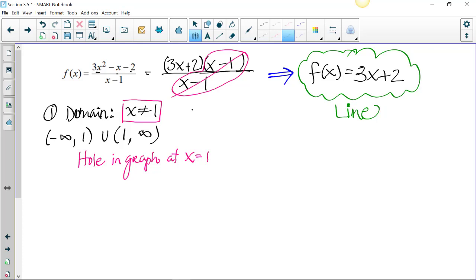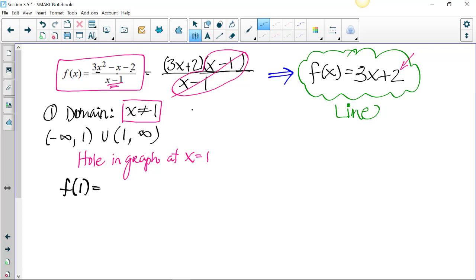just saw a little bit ago, but our original rational function is not defined at 1, whereas this line, I can put anything I want into a line. So my graph is going to be a line with a hole in it, the graph of this rational function. Okay, so how do we find the y coordinate of the hole?